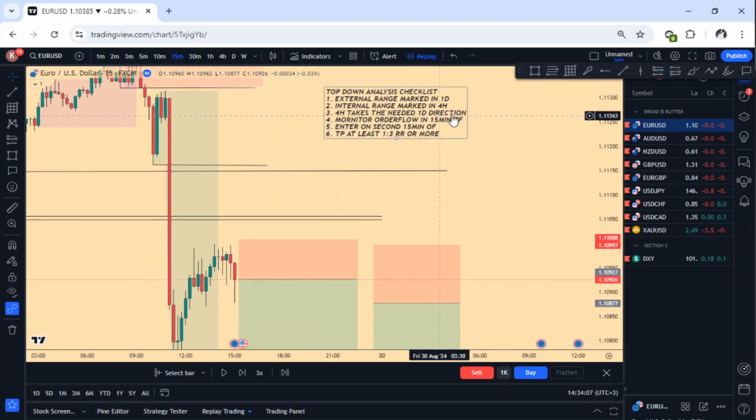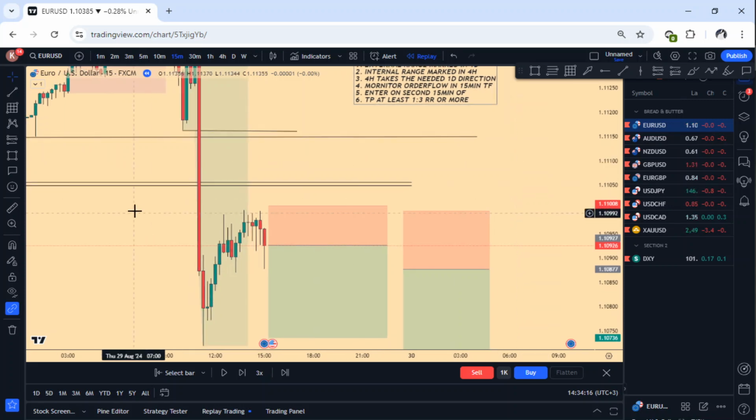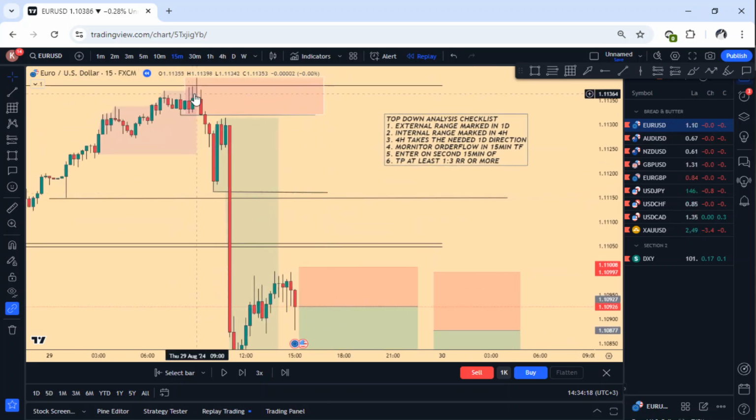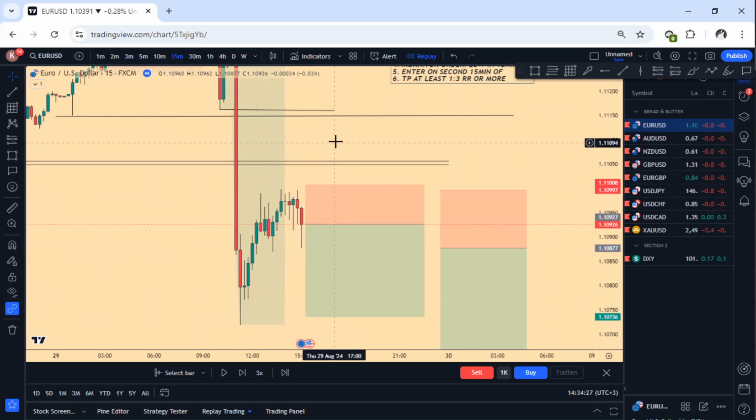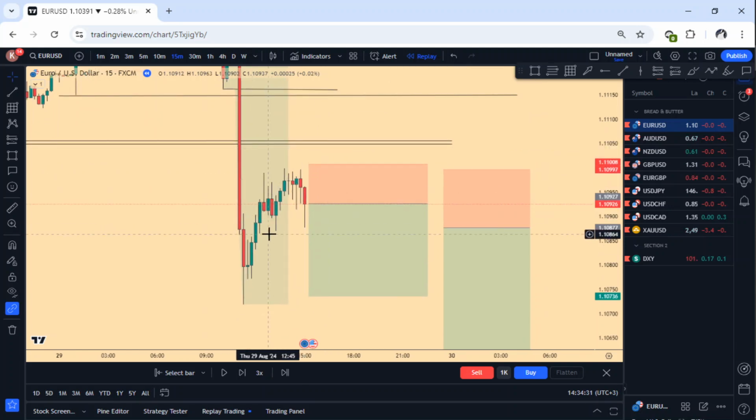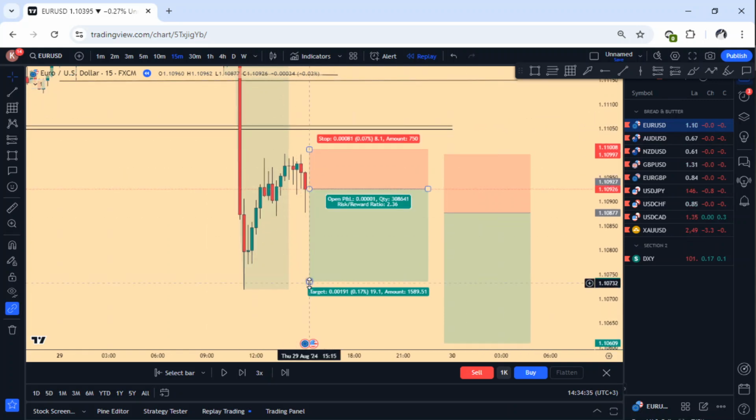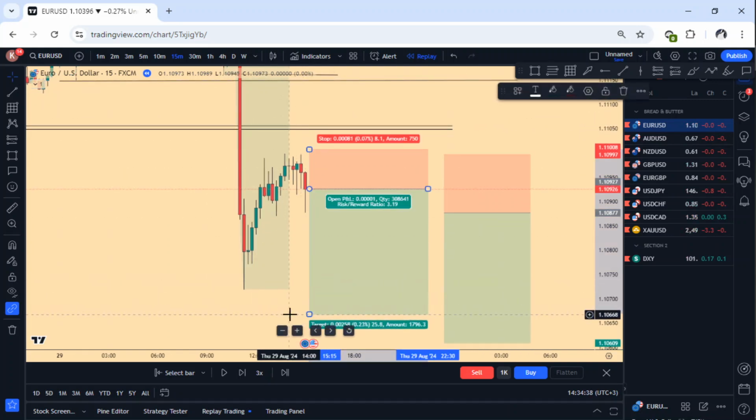So monitoring order flow in 15 minutes, that is what I've been doing. Now enter on the second 15-minute order flow. Now as you can see, this one was the first order flow, came down. This one was the second. So I'm on the second order flow, so that is why I'm just checking internally. All the same, that is why I can comfortably take entries here. I'm in the second order flow, so my target would be 1 to 3.